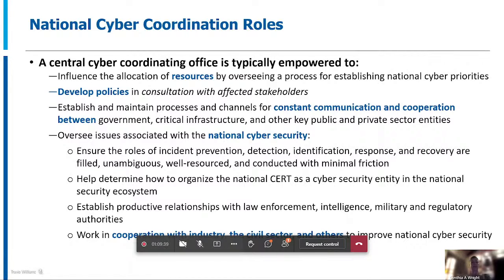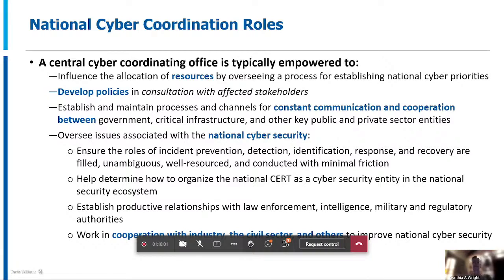And they typically have a national cybersecurity role. They don't necessarily do incident prevention, detection, identification, response, all those roles, but they typically make sure that all of those functions are integrated across government agencies and with critical infrastructure and other providers.